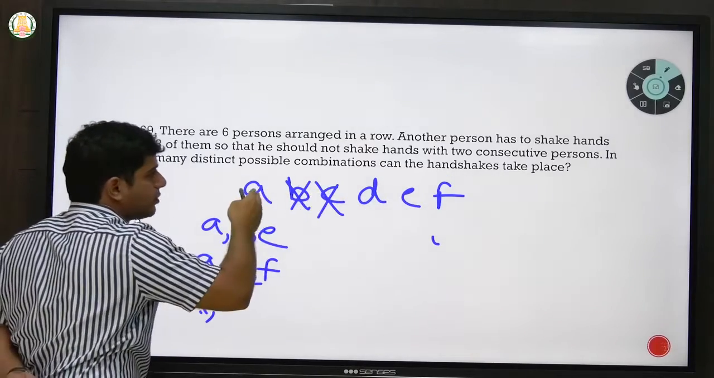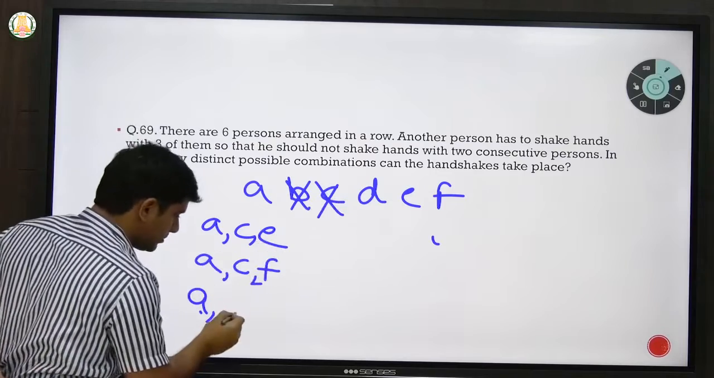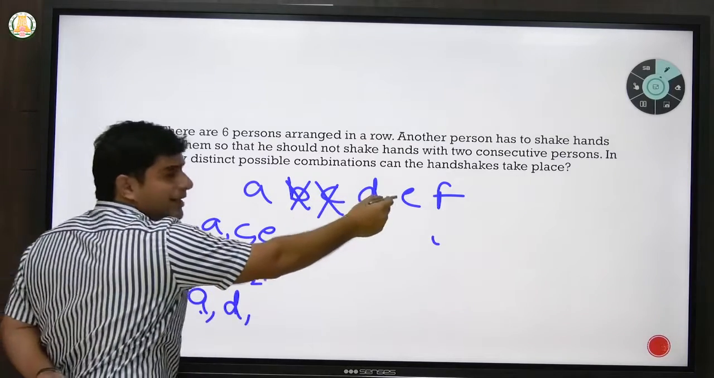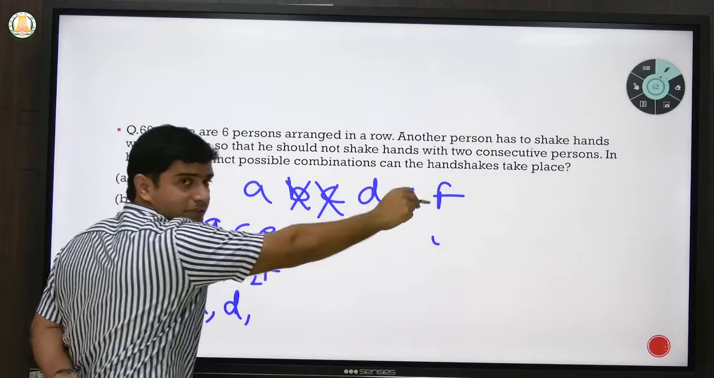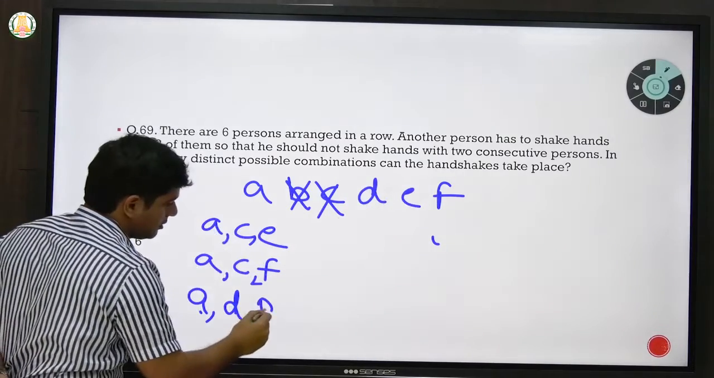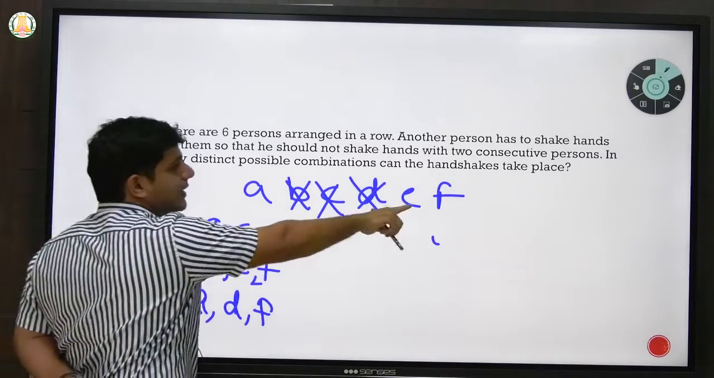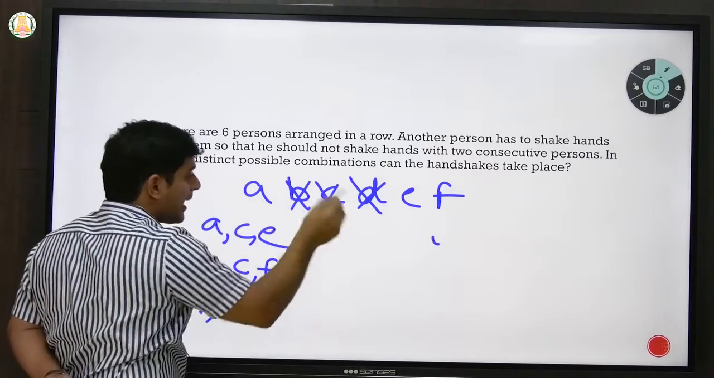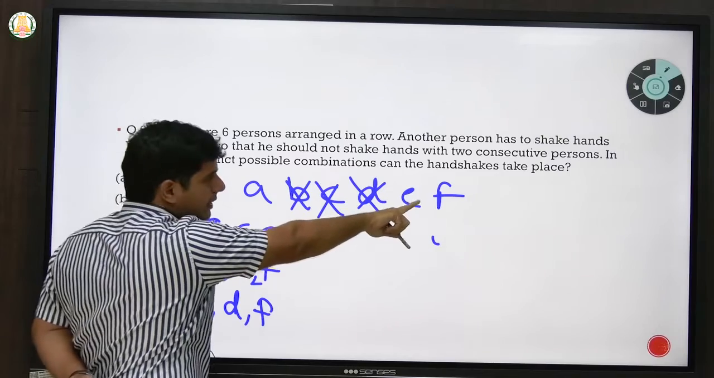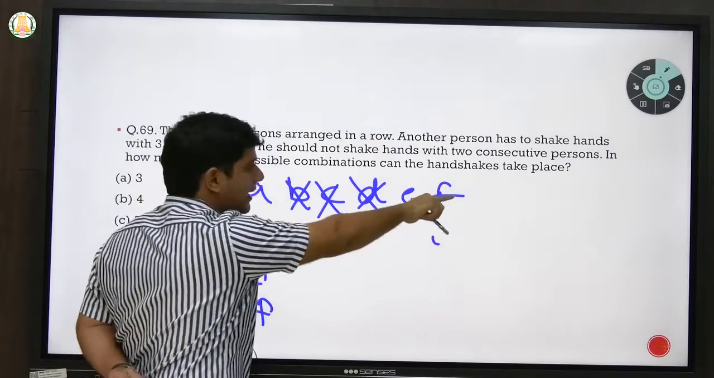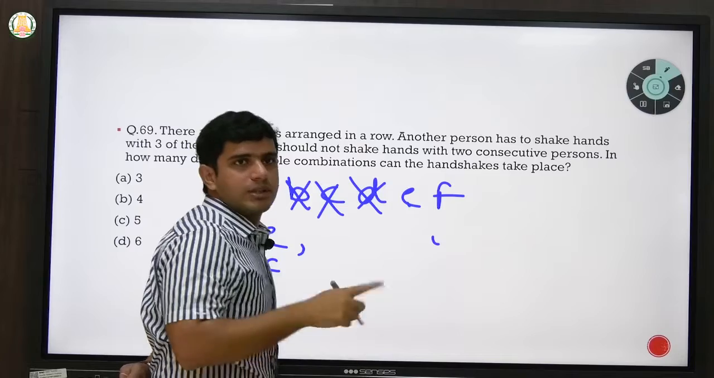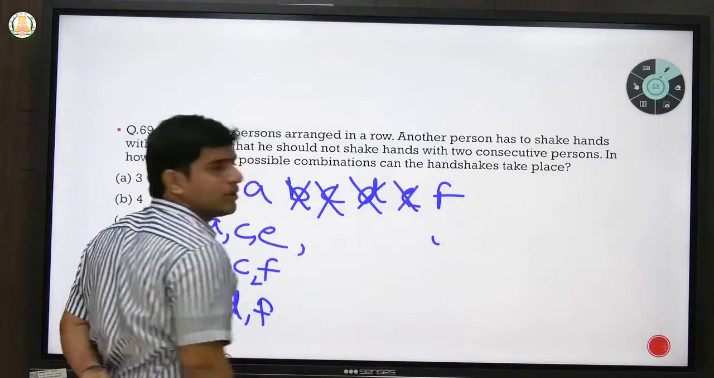Next go with D. So A and D, is it possible? Yes, it is possible. But you can't take E here. So you take F. F, is it possible? Yes. So you have exhausted D also. Now you go with A and E. A and E is possible. But after E you have F. Means E and F will become consecutive. So that is not possible. So you have exhausted E also.